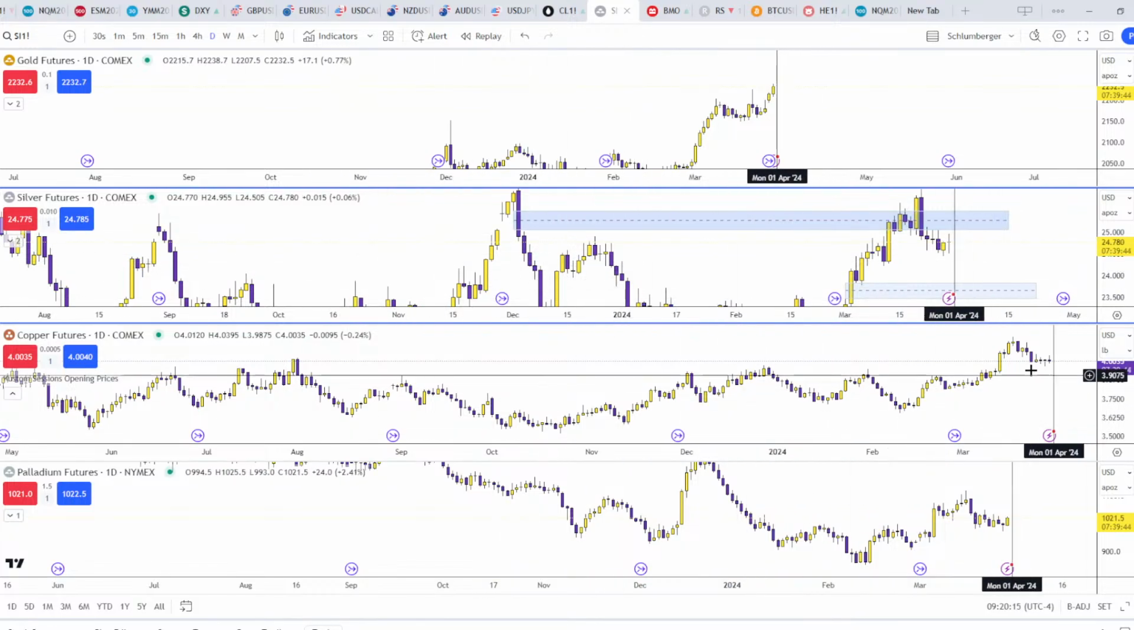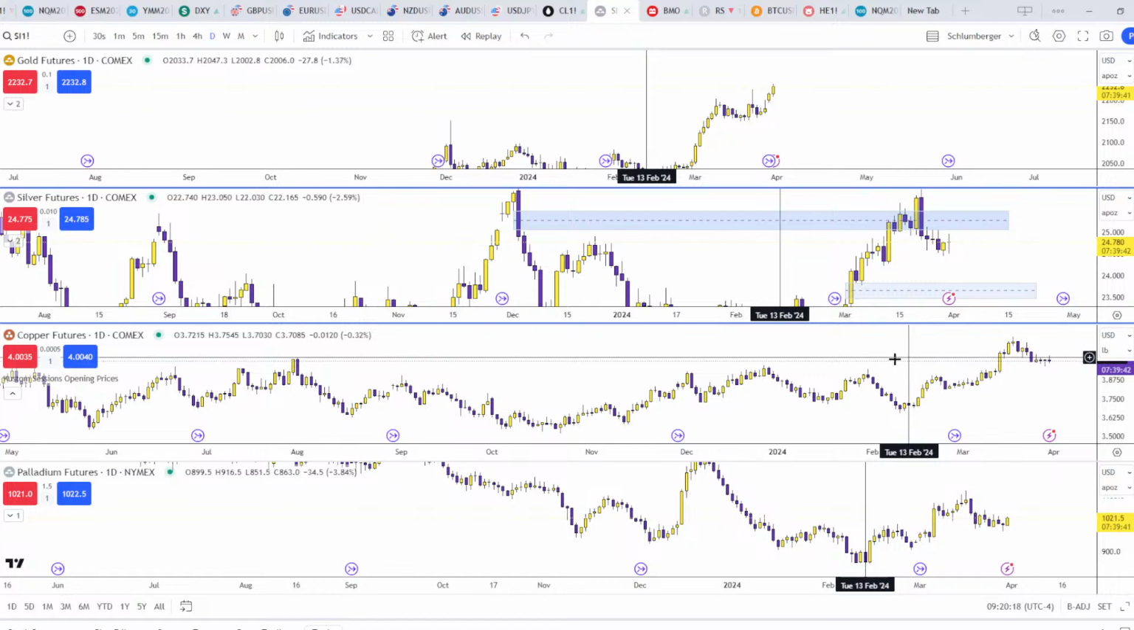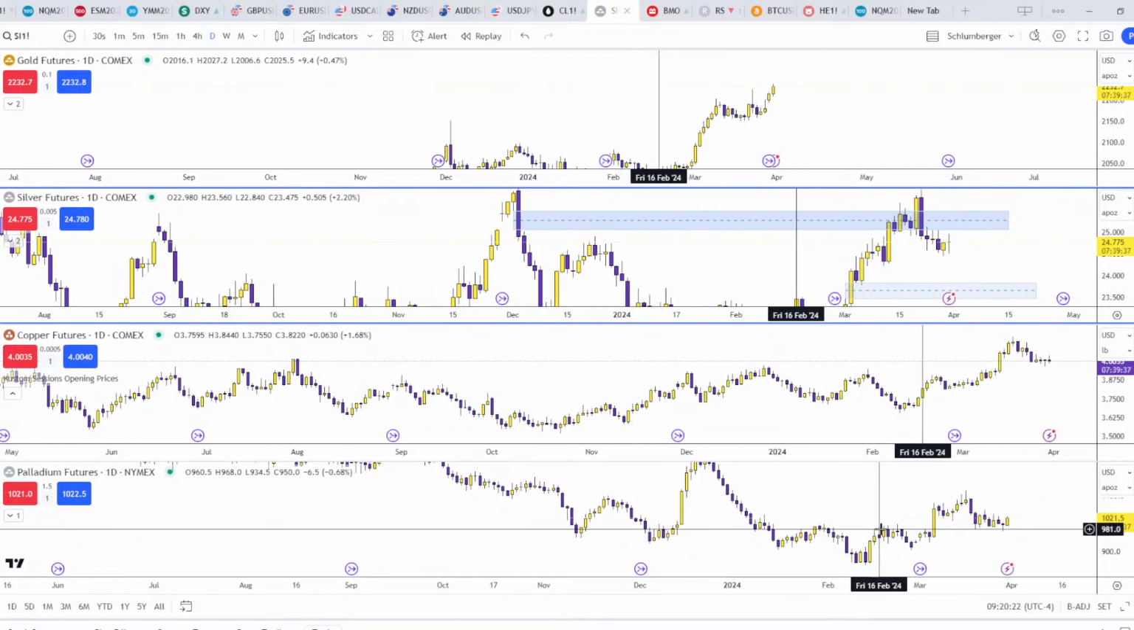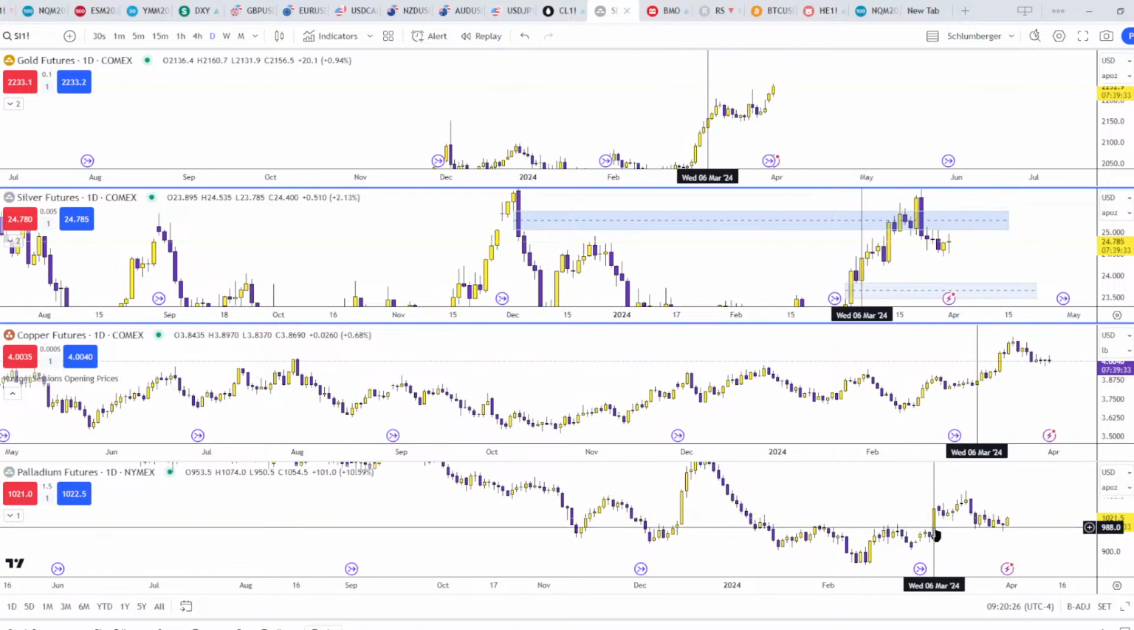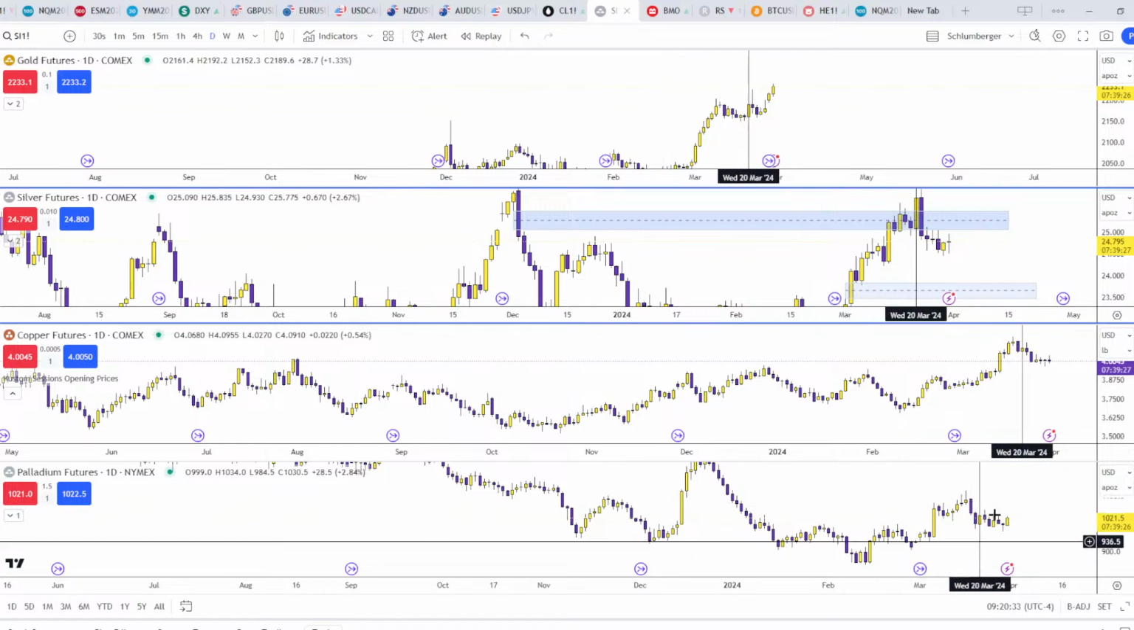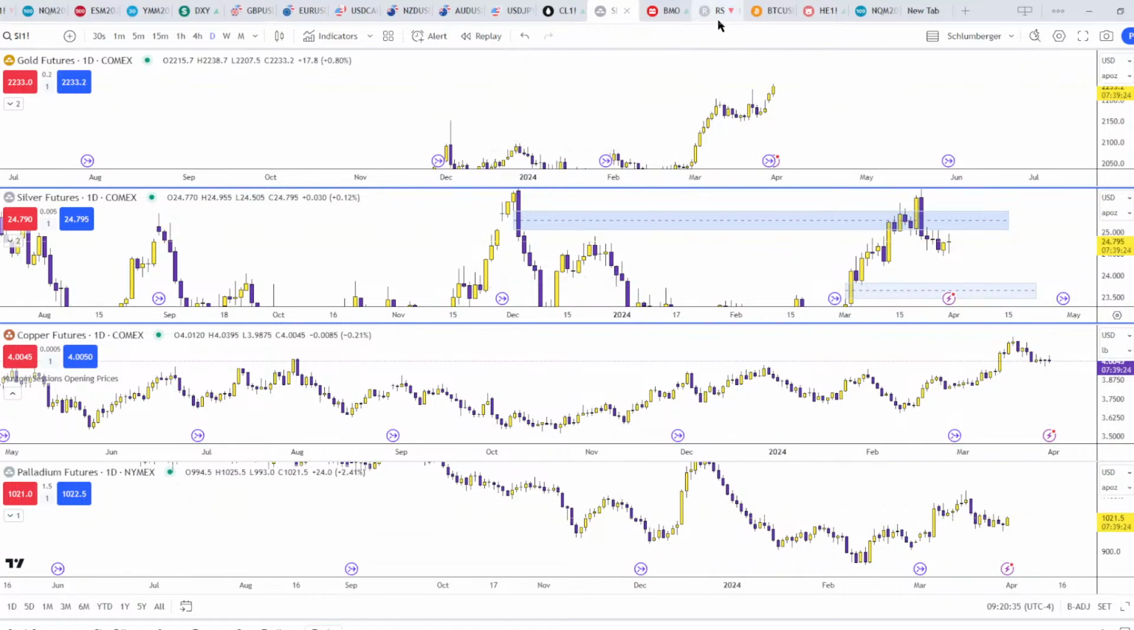In silver, we called this one back to the old highs. It's just going sideways now. We've returned back to this palladium here, and we're looking for upside, and it's come all the way back down, filled that in nicely, and now we're looking for upside. So palladium's worked out just the way we expected it to.